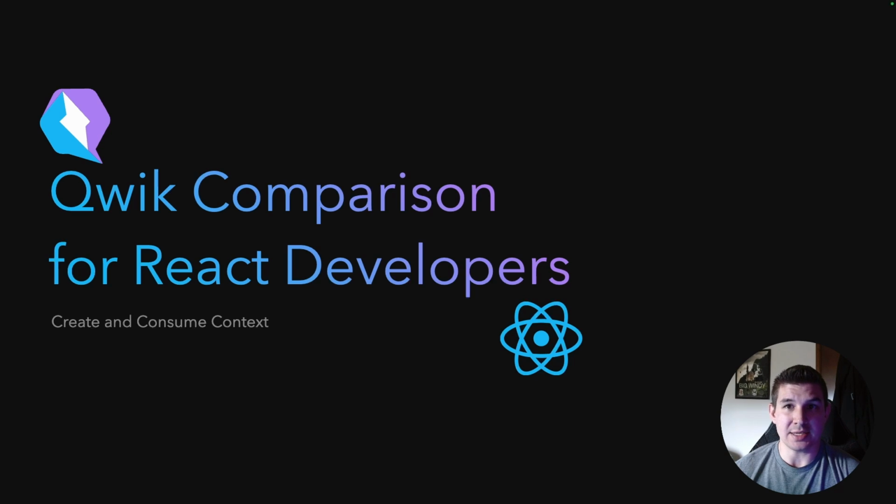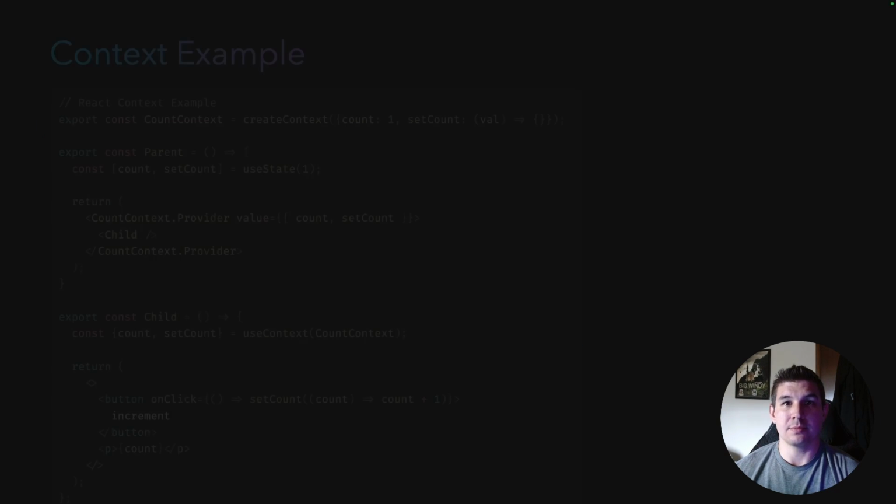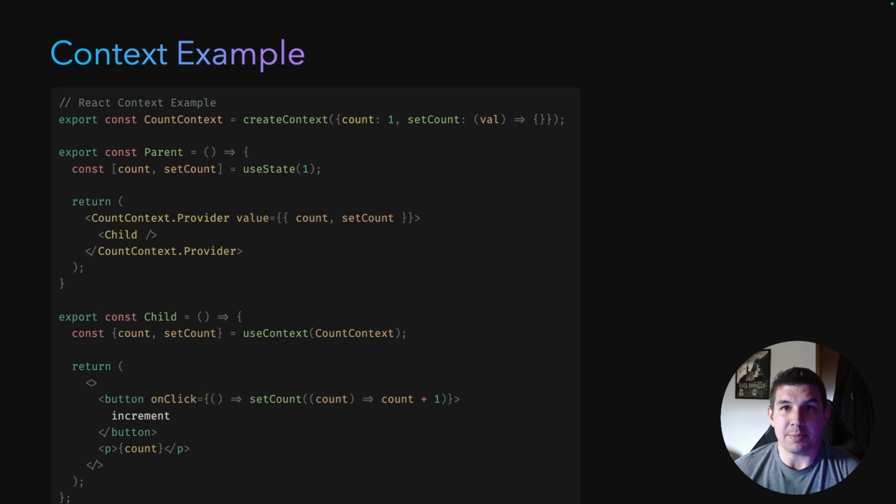Today I'm going to show you a brief example of how to create and consume context in both React and Qwik. Here's an example of a React parent component that is creating context for its child component. In this simple example, we are providing the value of count as well as the setCount method to update the count in the child component.